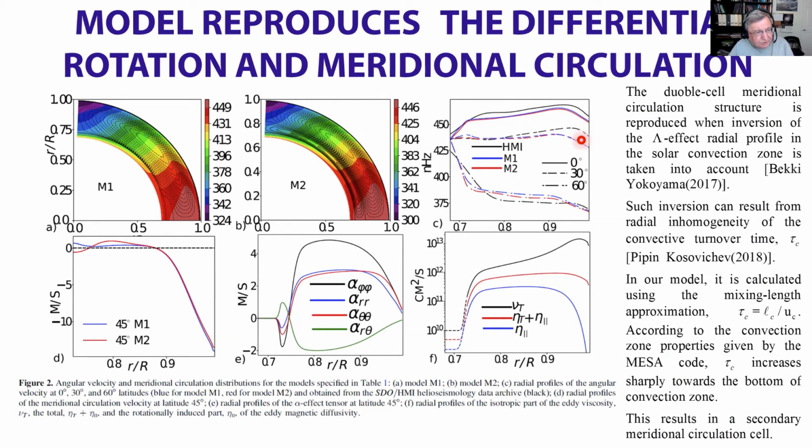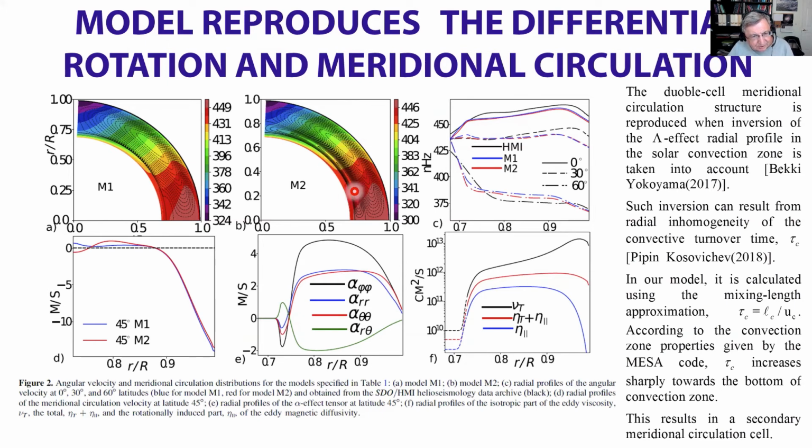What's interesting is that we show here two models. One model is with a single cell meridional circulation, the M1 model, and the M2 model is with a double cell meridional circulation. It turns out that the model reduces to a double cell meridional circulation if you take into account variations of the gradient of the Rossby number with radius. Or this is equivalent if you take into account variations of the mixing length parameter with radius, then you get a double cell meridional circulation.